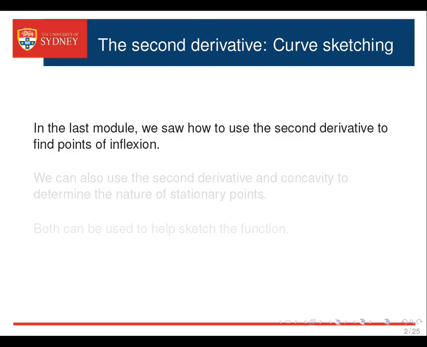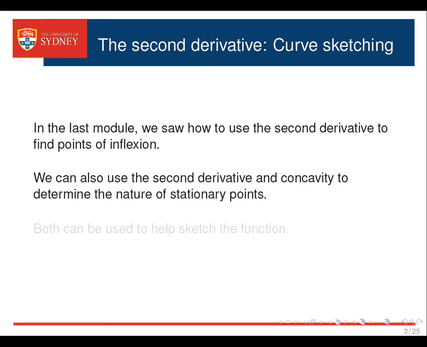In the previous module, we learned that one of the steps to find the point of inflection is to set the second derivative to 0. We also learned how the second derivative can be used to determine the nature of the stationary points. These are helpful when it comes to sketching functions.